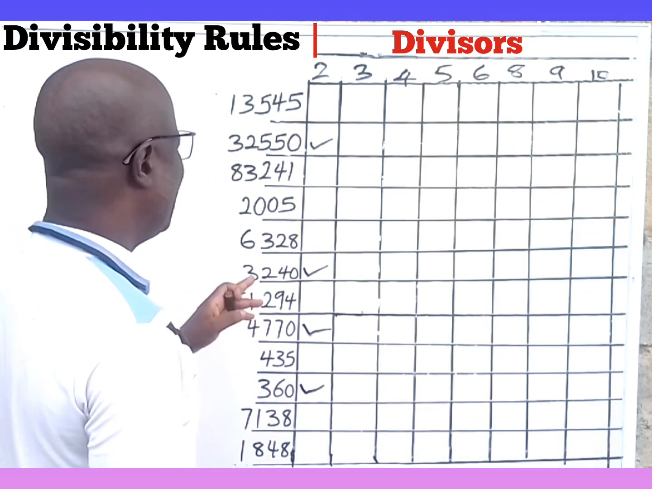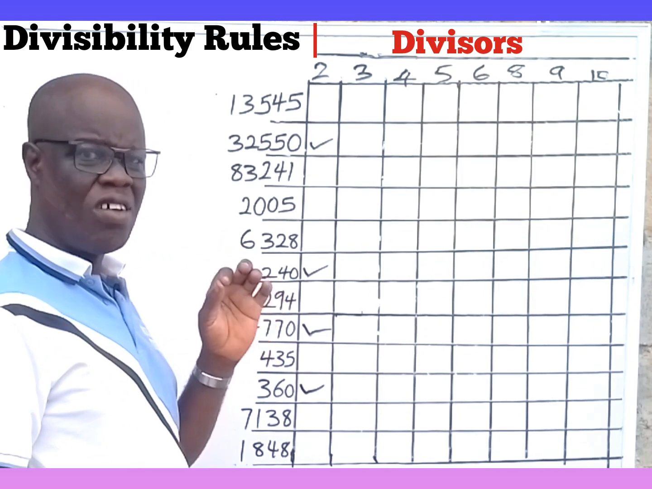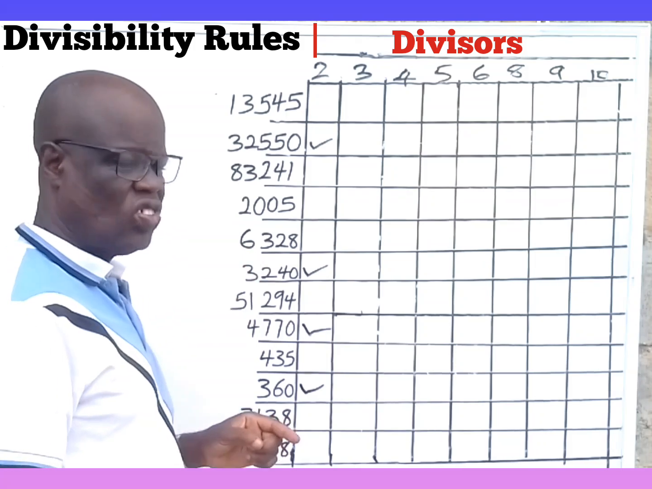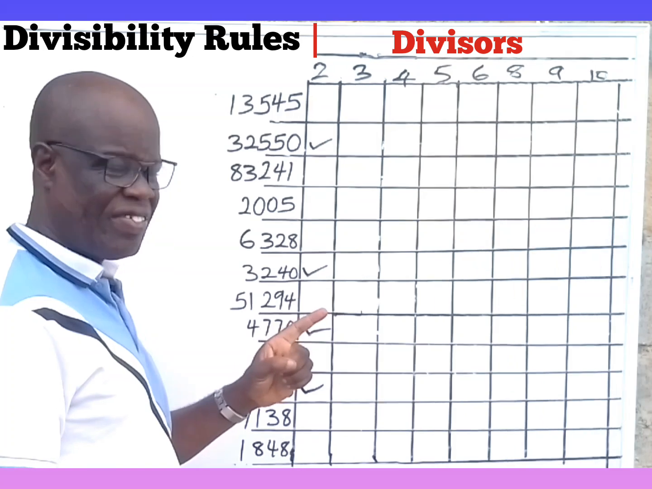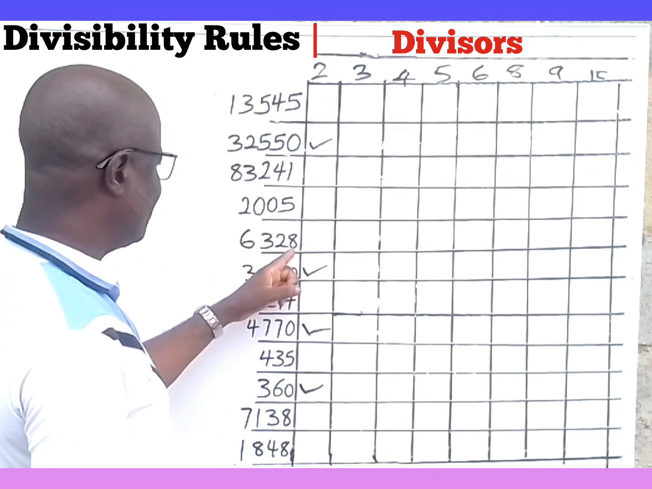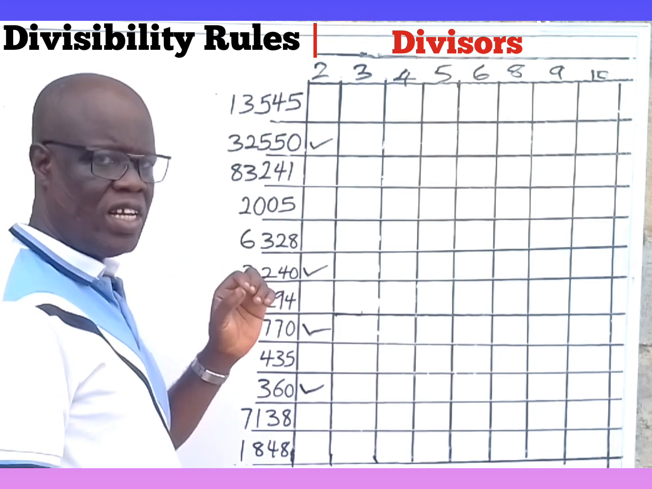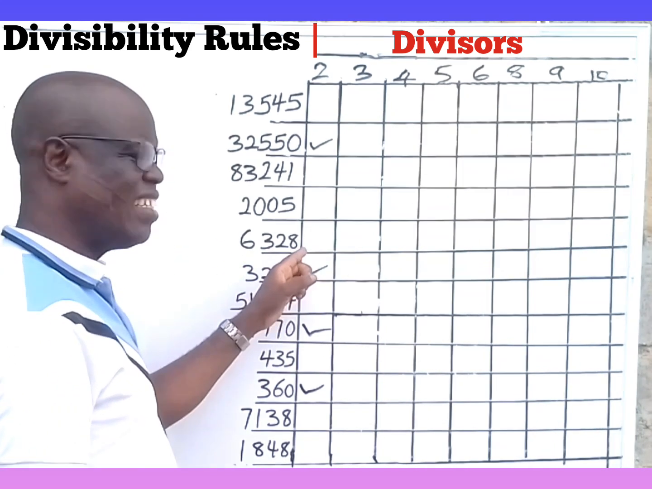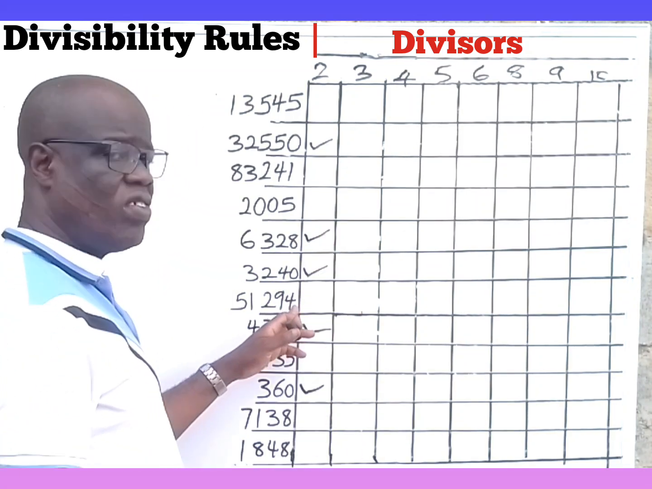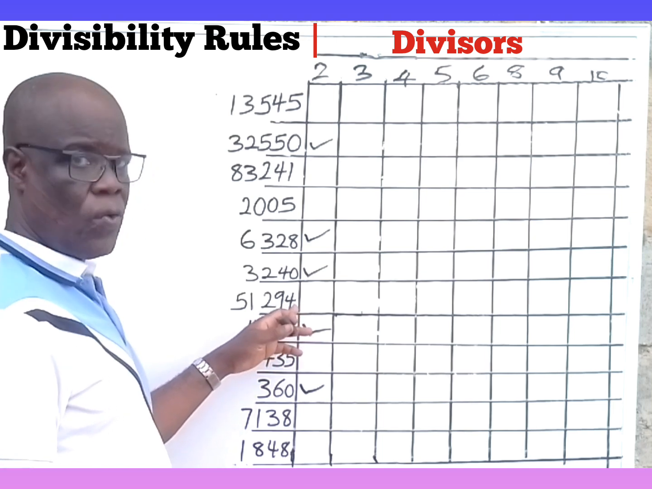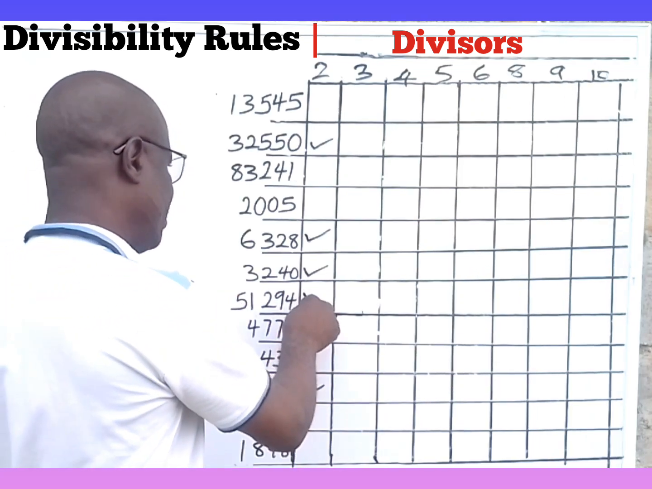Also, if the last digit of that number is an even number, that number can be divided by 2. What's an even number? An even number is a number that can be divided by 2 exactly. So look at this. This is the last digit, which is 8. 8 can be divided by 2, and it will leave no remainder. Therefore, this number can be divided by 2. Now, this also is an even number. The last digit here is 4. 4 can be divided by 2. Therefore, this number can be divided by 2 exactly.